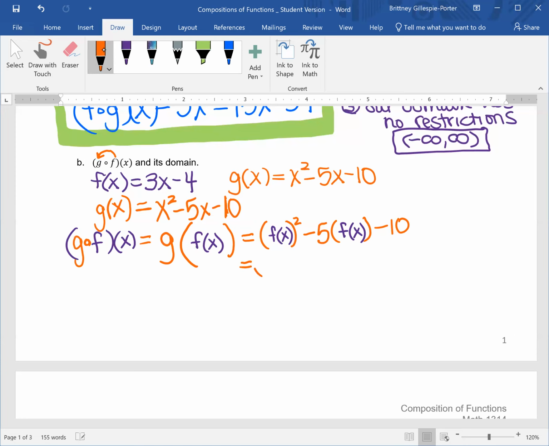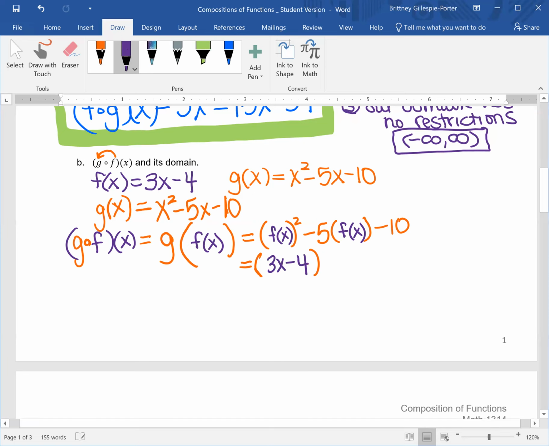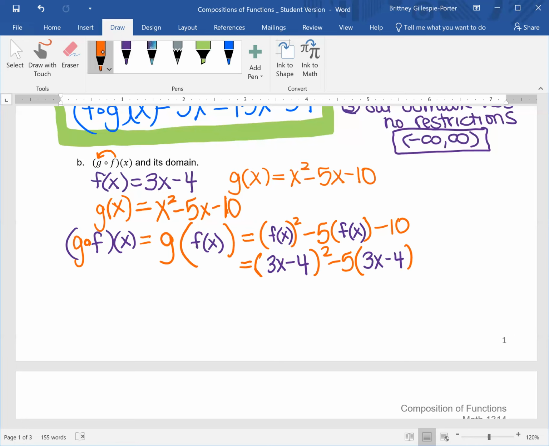Now let's plug in. We said that f of x was equal to 3x minus 4. So instead of f of x squared, we will have 3x minus 4 squared minus 5 instead of f of x. Again, plugging in for f of x, 3x minus 4 minus 10. Please do not tell me 3x minus 4 quantity squared is 9x squared plus 16. That's not how it works. Remember, when something is squared, you need to multiply it by itself.